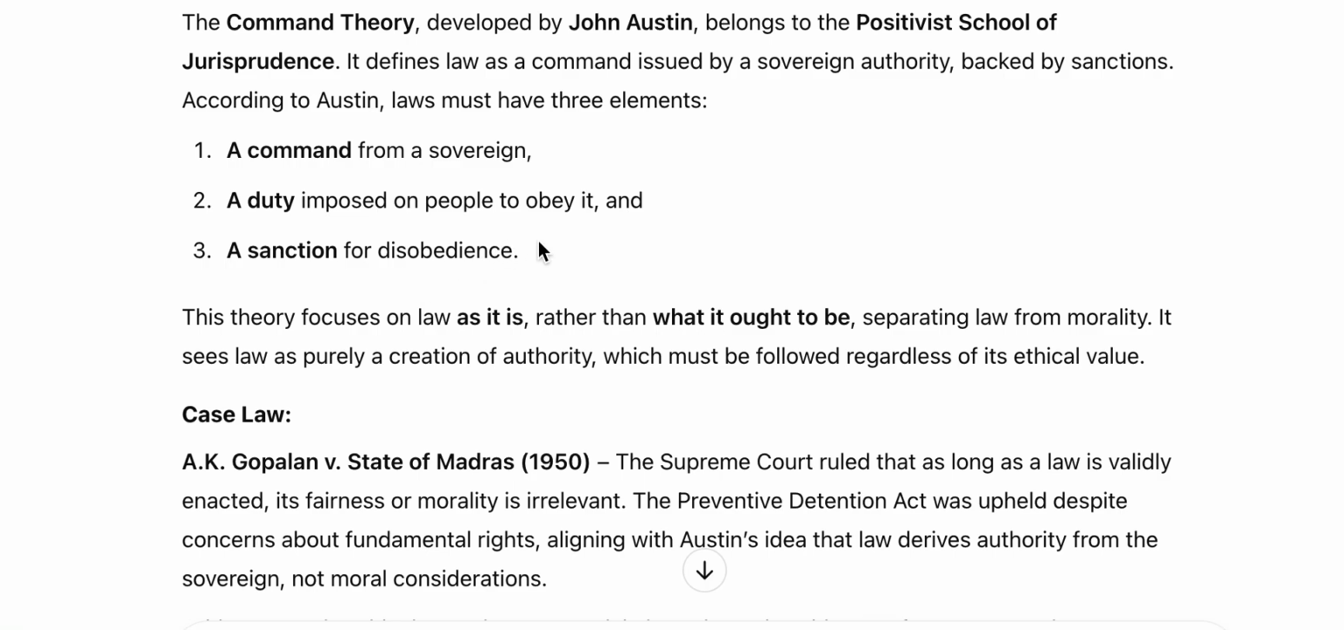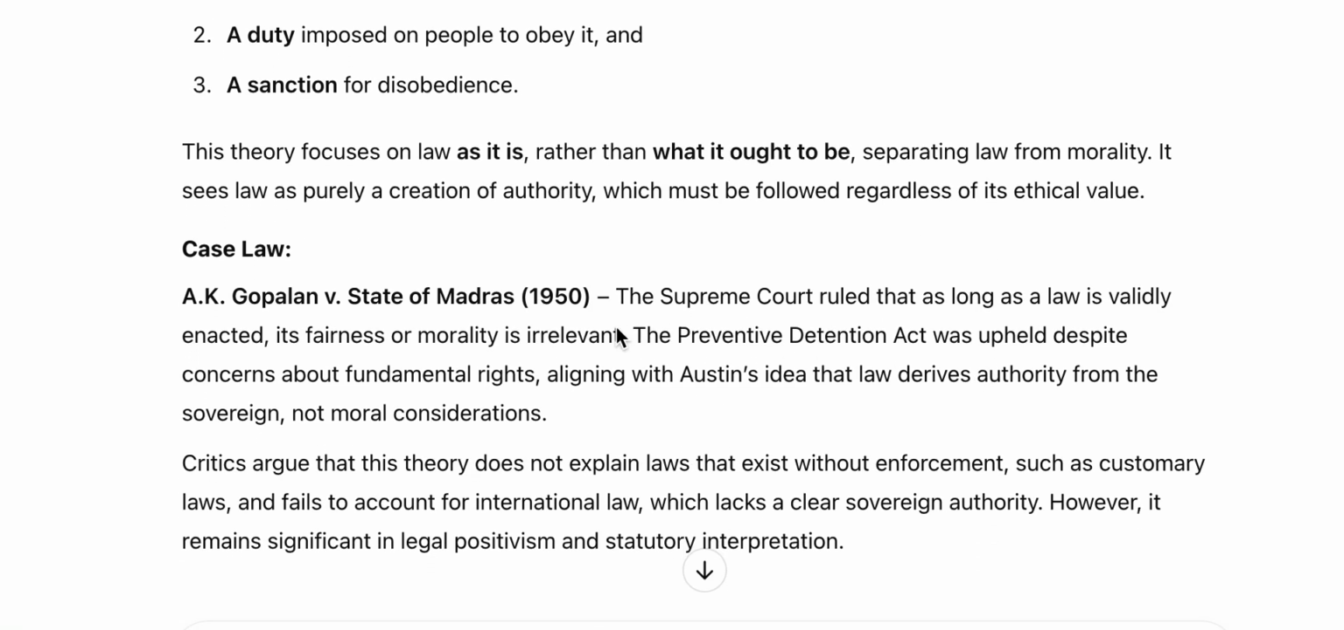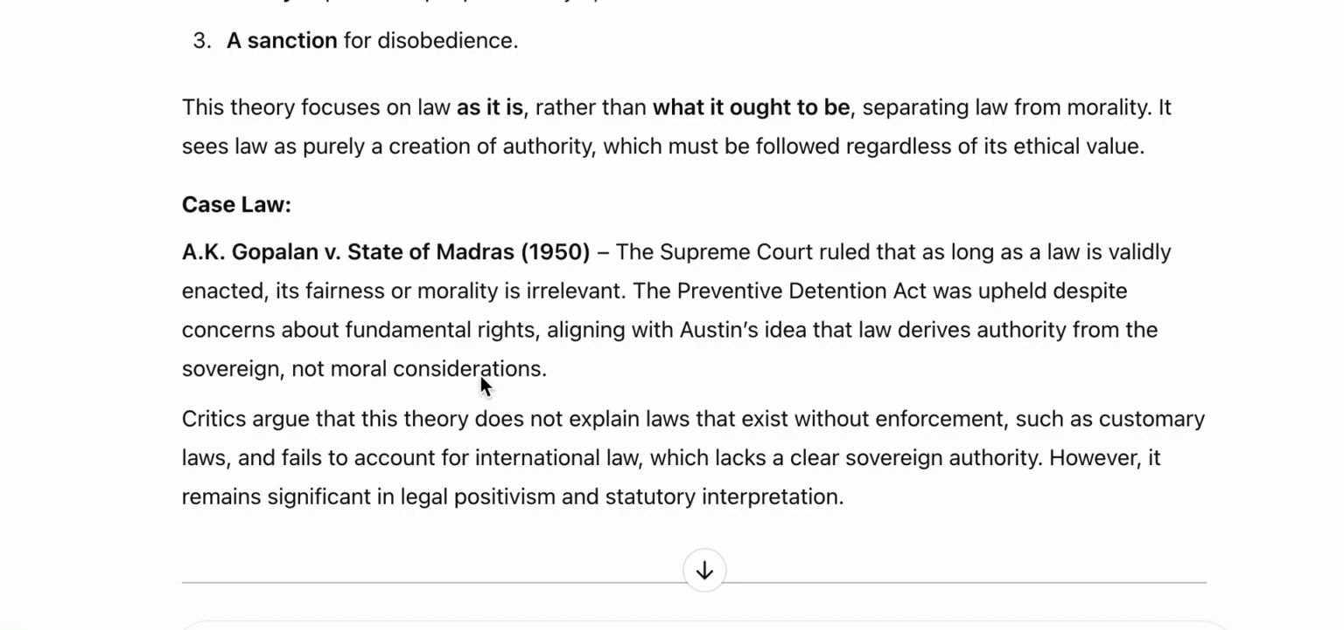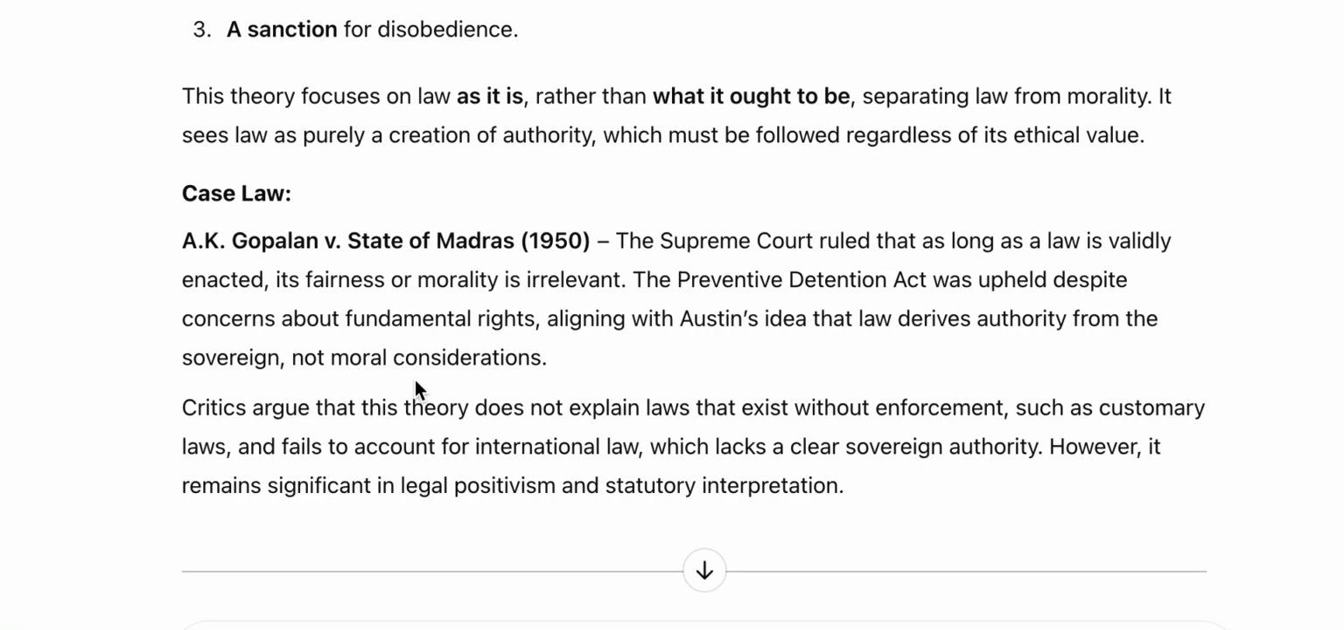This theory focuses on law as it is, rather than what it ought to be, thus separating law from morality. It sees law as purely a creation of authority, which must be followed regardless of its ethical value. For example, in A.K. Gopalan versus State of Madras, the Supreme Court ruled that as long as a law is validly enacted, its fairness or morality is irrelevant. The Preventive Detention Act was upheld despite concerns about fundamental rights, aligning with Austin's idea that law derives authority from the sovereign, not moral considerations.